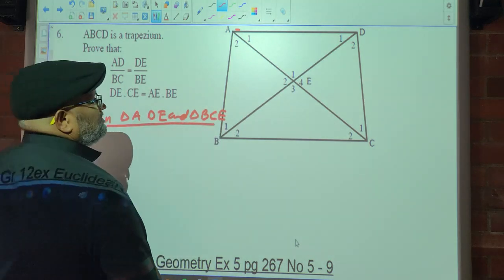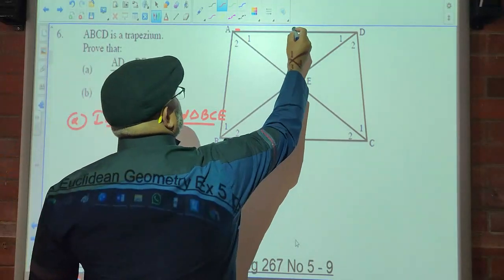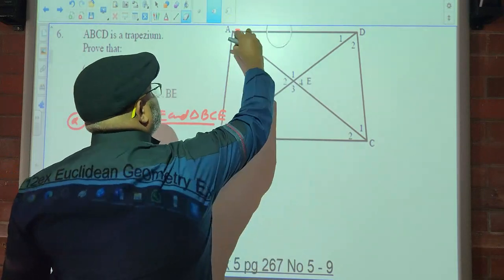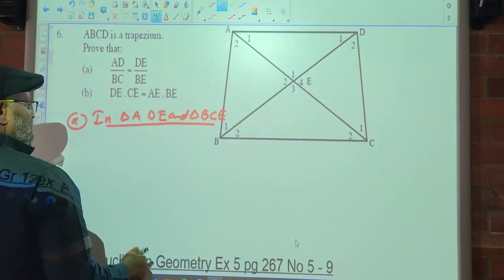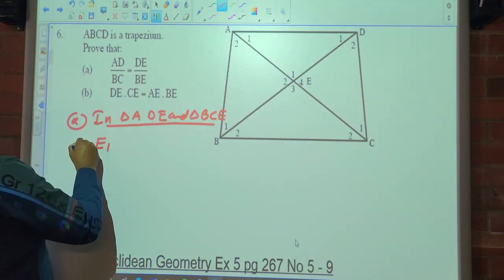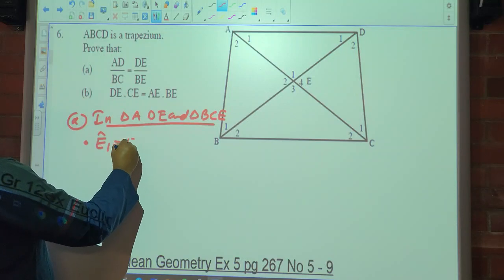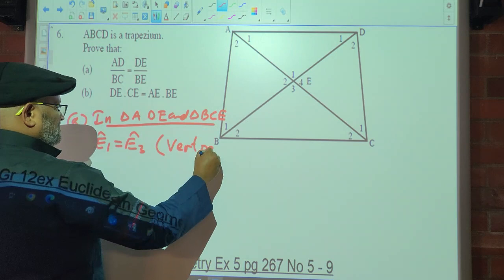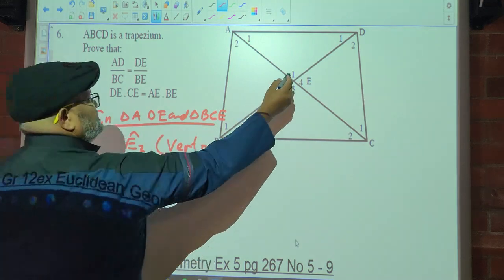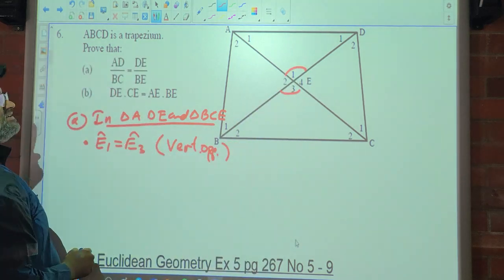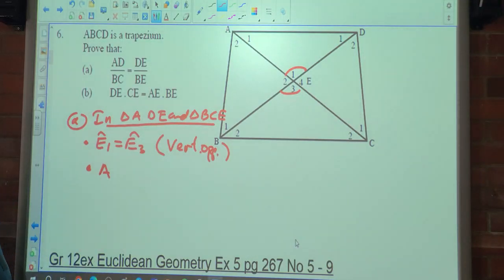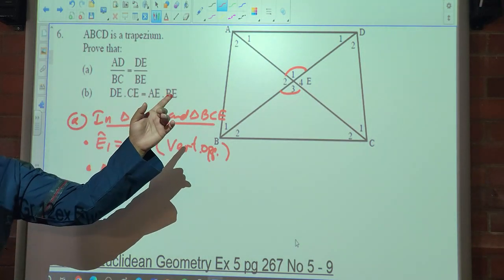What can we say? Firstly, E1 is equal to E3. Why? Vertically opposite. Right. Now what? A1 is equal to C2, but the line's given parallel.